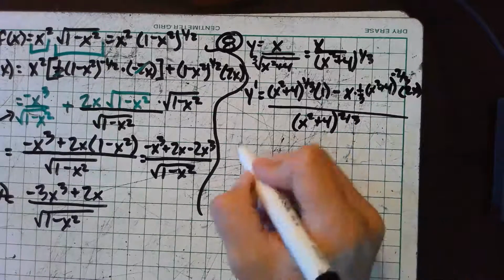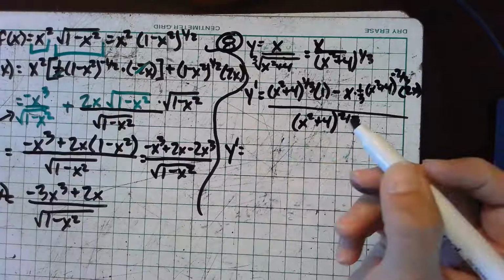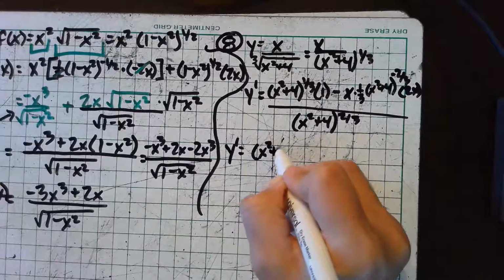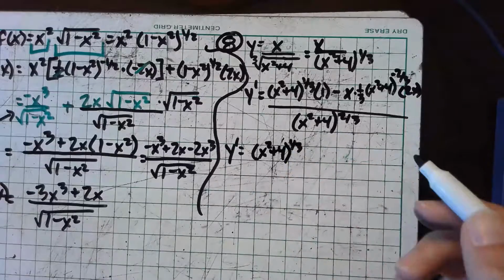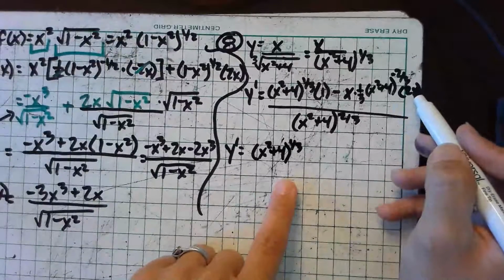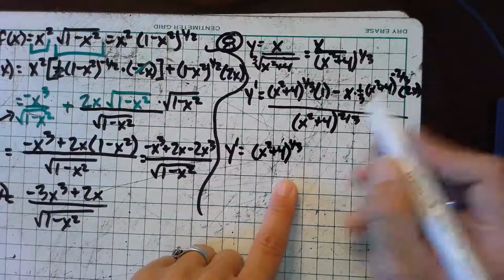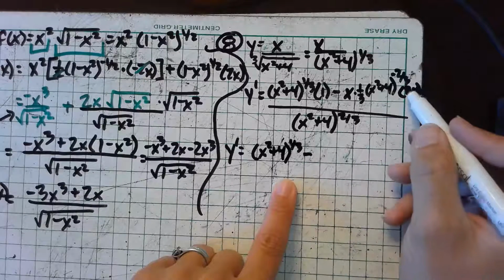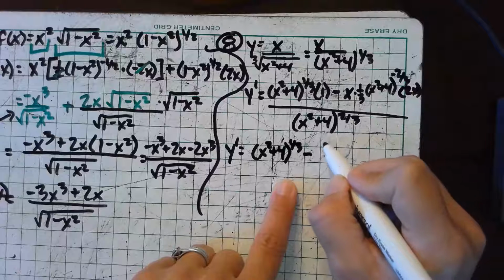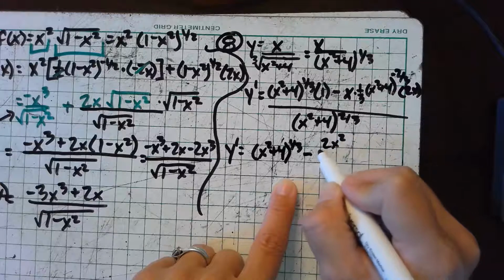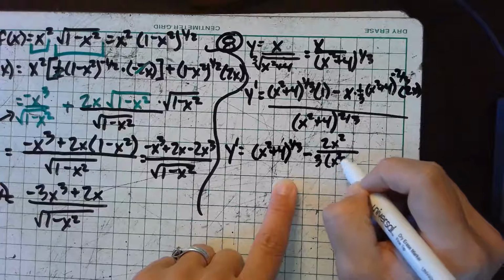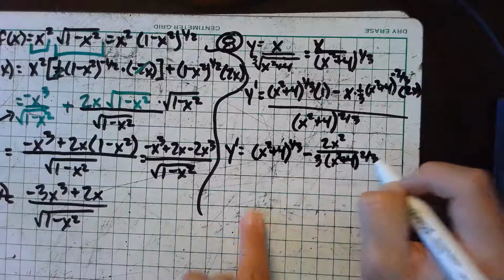All right, I'm going to clean this up and see what it looks like. Right now I've got x squared plus 4 to the 1/3. I've got an x and an x, which makes x squared. And then 2/3. So I'm going to say it's going to be 2x squared up top, the 3 down low, with this x squared plus 4 to the 2/3.